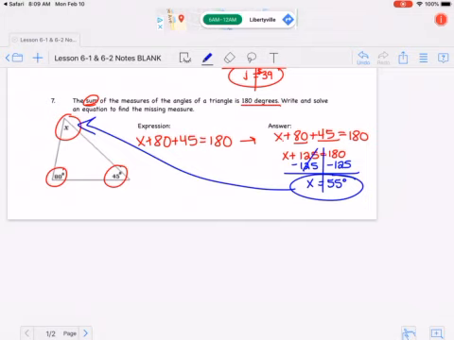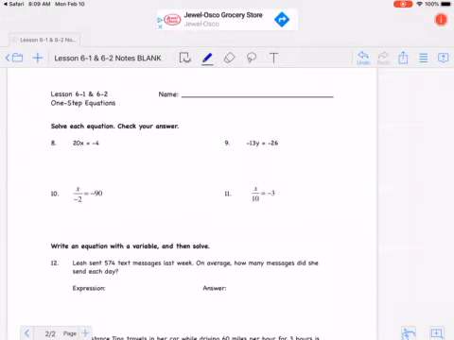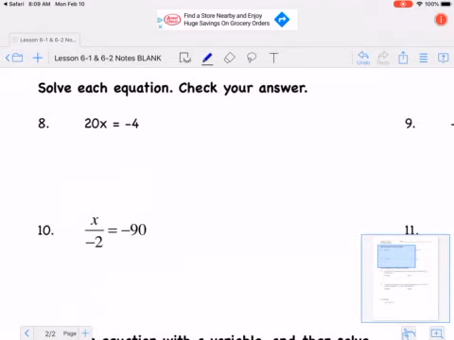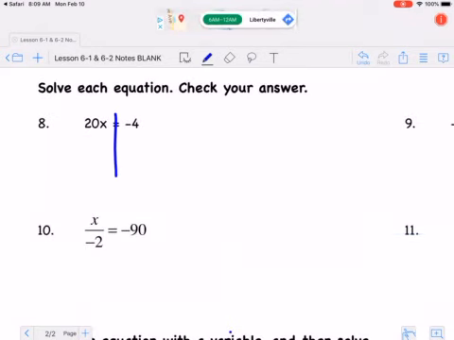Okay, go ahead and flip it over to the back side. So on the back side, this is all about multiplying and dividing. So this should also be a review. Line down our equal sign. I'm going to divide by 20.